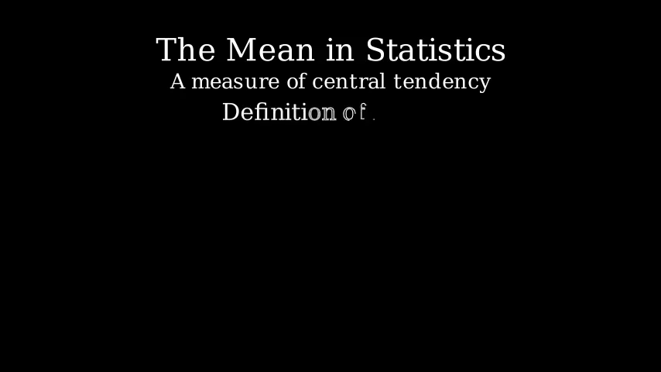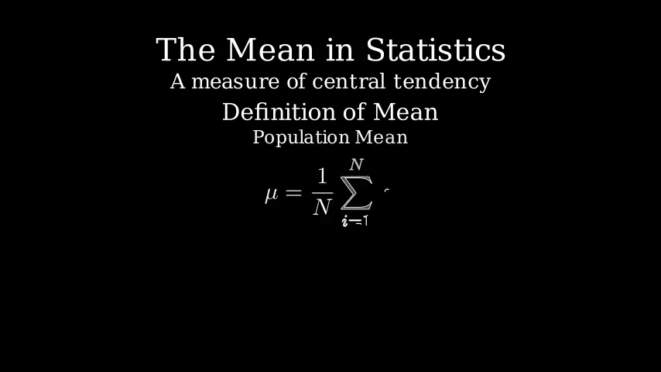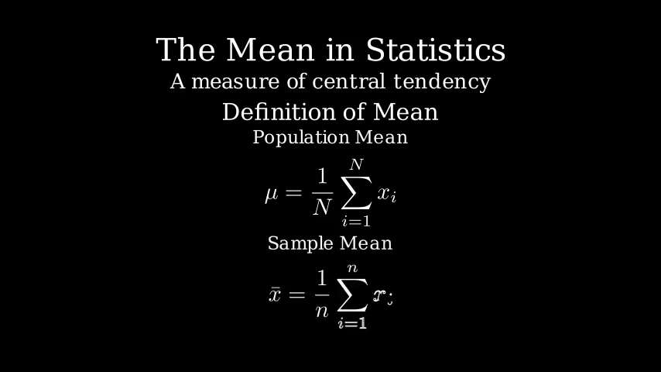There are two main types of means we work with in statistics, the population mean and the sample mean. For a population of size n, with values x_1, x_2, and so on up to x_n, the population mean, denoted by mu, is the sum of all values divided by n. For a sample of size n, with observed values x_1, x_2, and so on up to x_n, the sample mean, denoted as x bar, is the sum of all sample values divided by n.